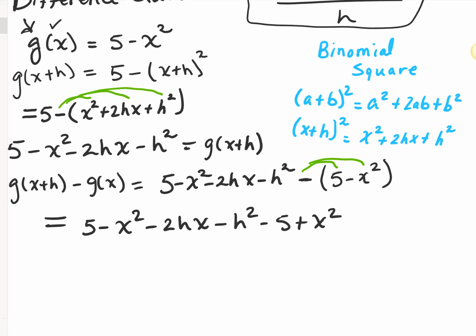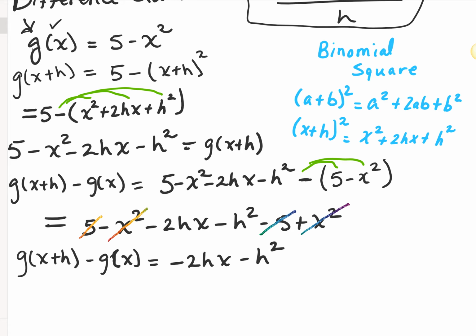And then what you do is you check, well, what is it that can cancel out? So you have a minus x squared here and a plus x squared there, and then you have a 5 and you have a minus 5. So when you're looking at g of x plus h minus g of x, which is just a continuation of what we did here, it's nothing different than this part right there. Alright, so what does that look like? That is negative 2hx minus h squared.